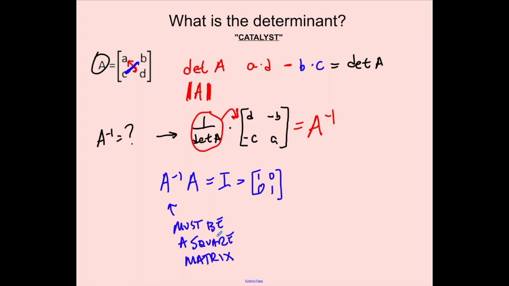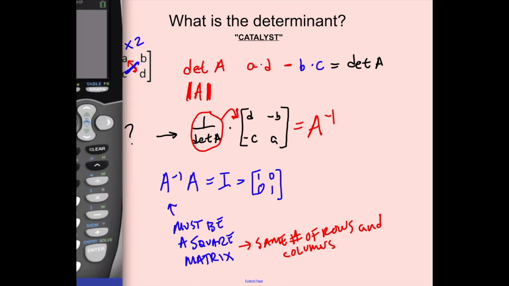What I mean by square matrix is, you can see right here we have A as a 2 by 2. So we need 2 by 2, 3 by 3, 4 by 4. It has to have the same number of rows and columns. And you'll only ever have to do a 2 by 2 by hand. If it's bigger than 2 by 2, you're going to use the calculator, and I will show you how to do that.